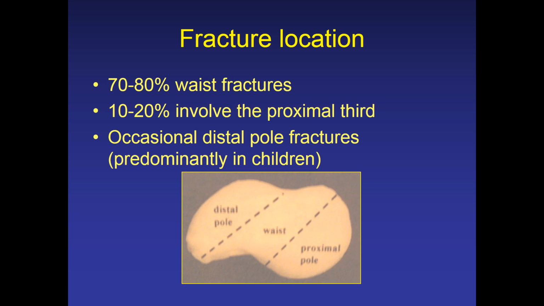We look at the fracture location, and this is going towards our classifications, and basically it's an anatomical classification: the waist, the proximal pole, the distal pole. Distal pole is pretty rare, often in children, and they heal very well. There's not too much distracting forces there. 70 to 80% of your patients are going to have waist fractures, and then you've got your rarer, less common, should I say, proximal third fractures.